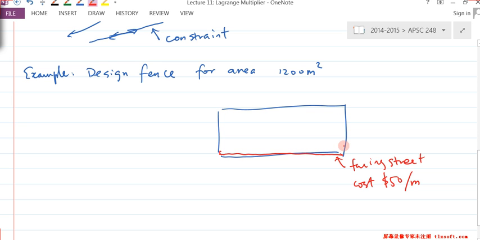the other three sides are $30 per meter.